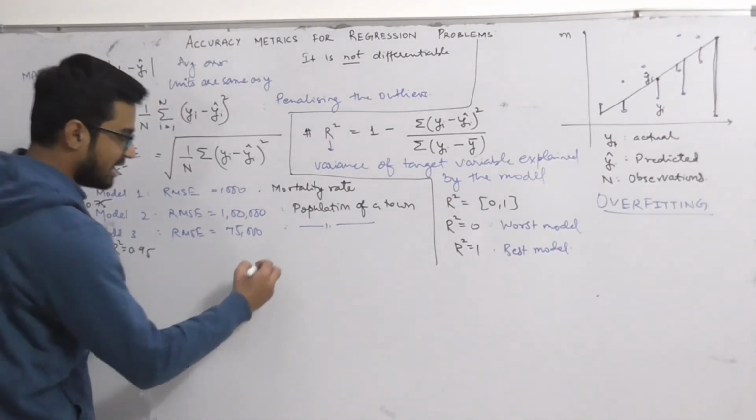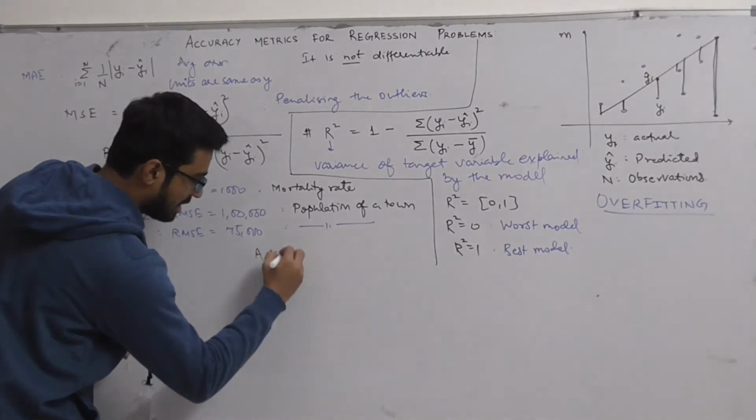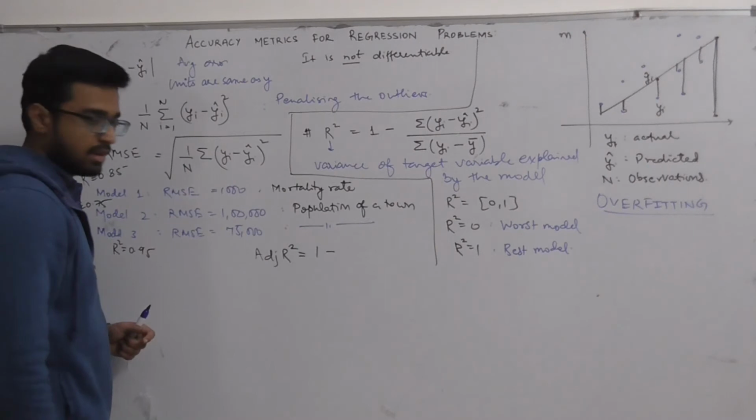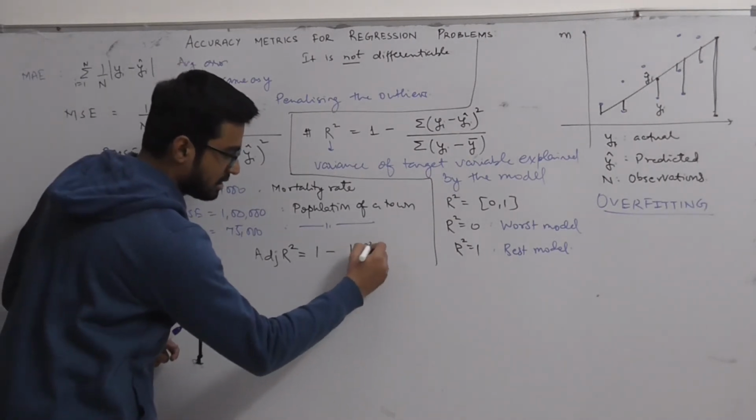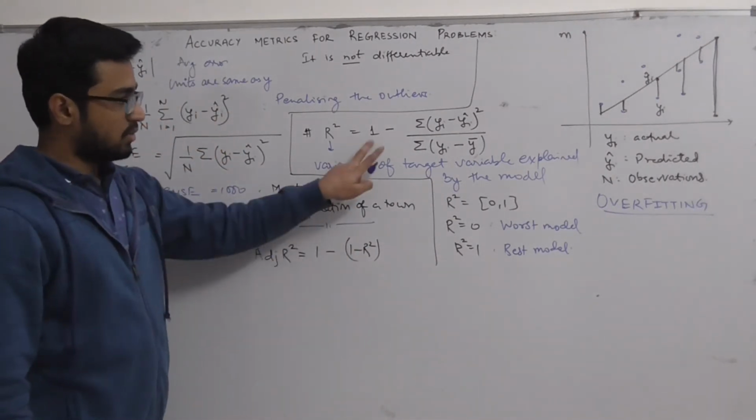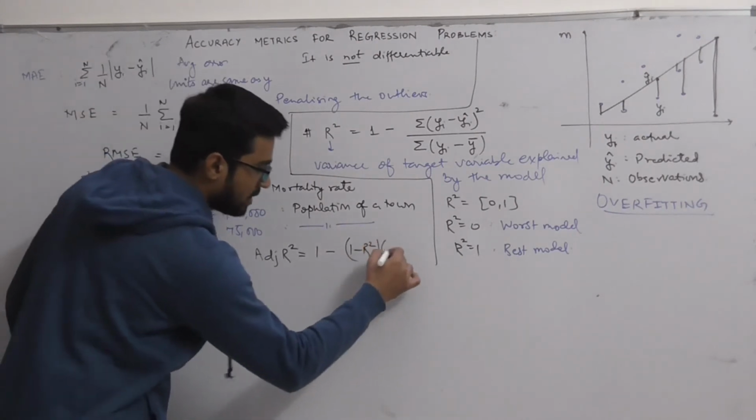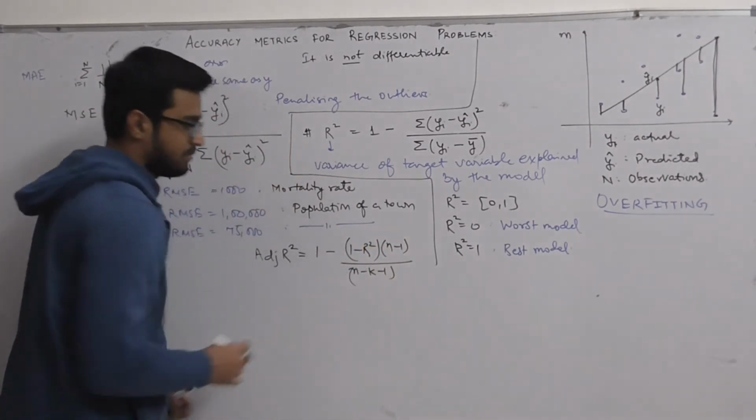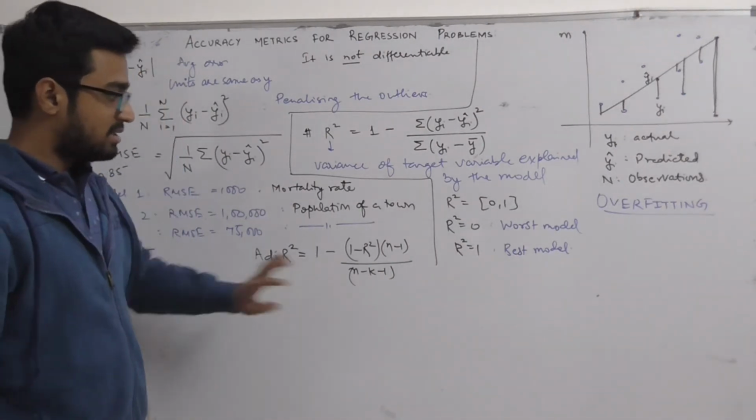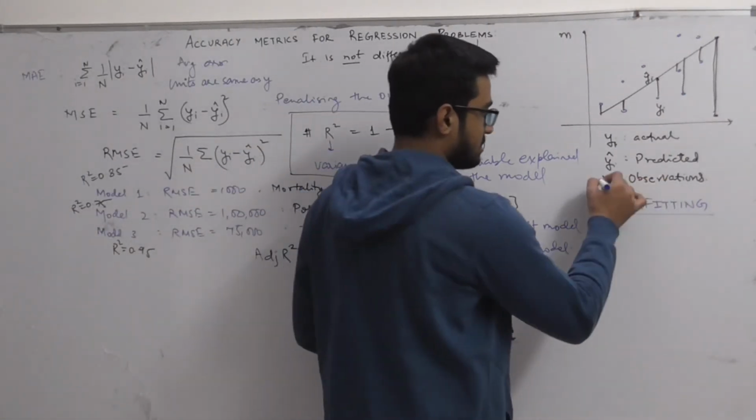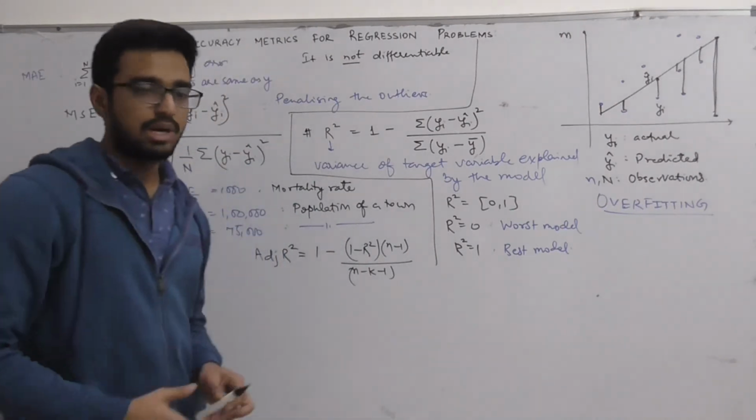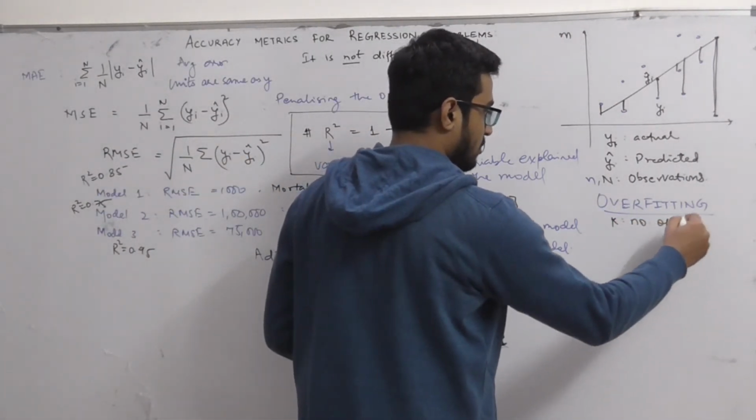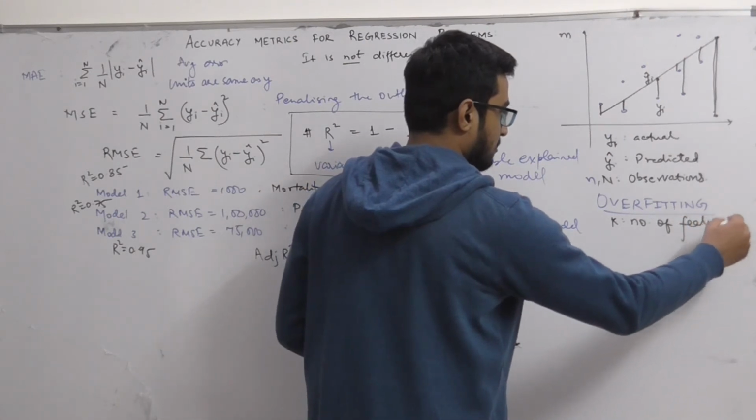First of all, let us define the adjusted R square. It is defined as 1 minus R square, this is the normal R square value written here, into n minus 1 upon n minus k minus 1. Okay, so let us see what n and k are. N is the number of observations, and k is nothing but the number of features.